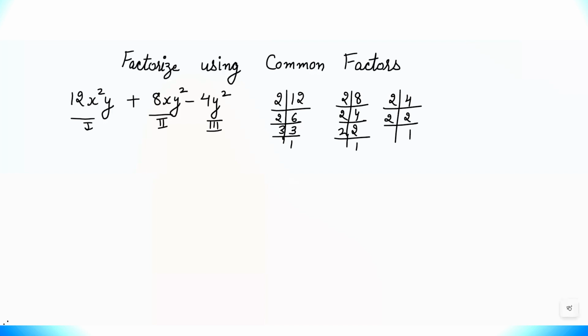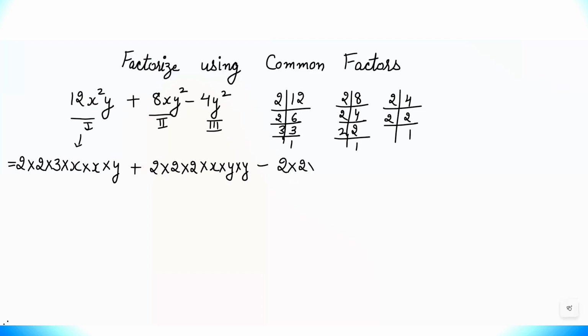Now I will break the terms into 2 into 2 into 3, that is for 12. X square can be written as x into x, then into y, plus. Then I write down for 8, 2 into 2 into 2, then x, then into y because it's y square, minus 2 into 2 into y into y.